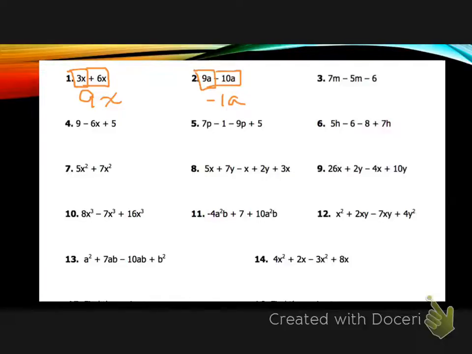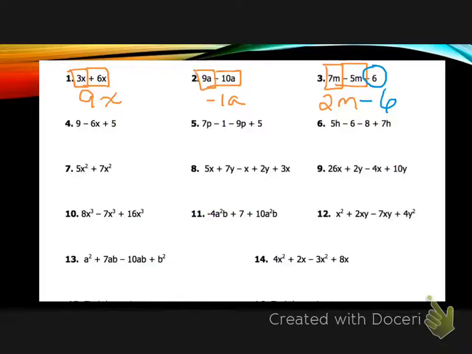But on number 3, you've got a 7m and a minus 5m, which is going to give you 2m. But again, we've got now a constant over here. Make sure you got that negative sign. I know I kind of got my square through that, but make sure that you notice that's a negative 6. But there's no other constant term, so you're just going to bring that down. So it's going to be 2m minus 6.